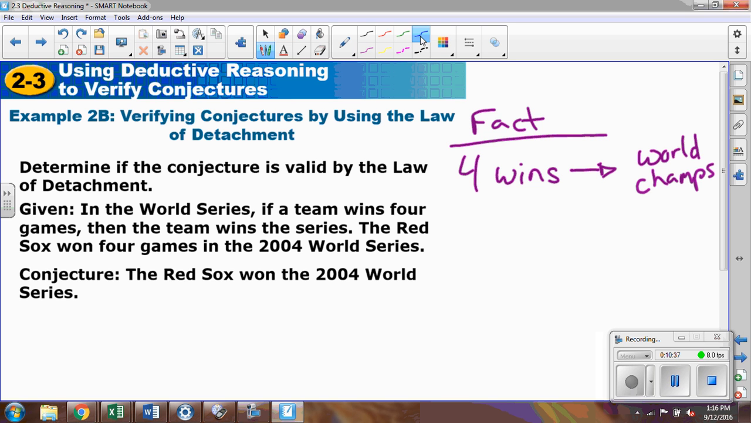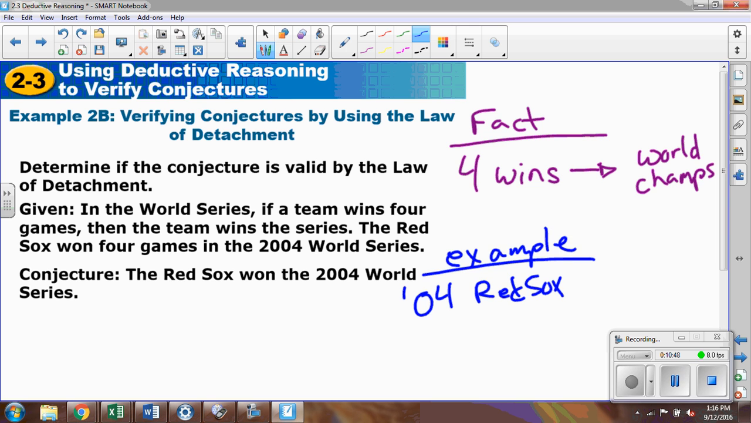So, we're now going to look at a specific example. In 2004, the Red Sox got 4 wins in the World Series. Based on the law of detachment, what do you instantly know? They won. They were the World Series champions that year. That's the law of detachment.